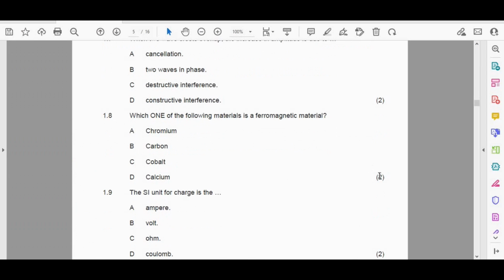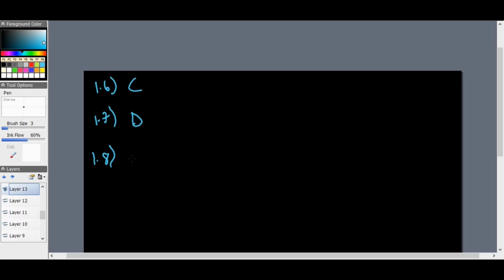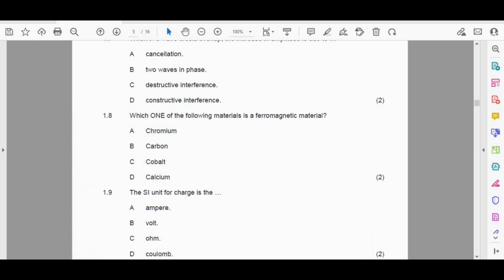1.8, almost done. Which one of the following materials is ferromagnetic? In other words, we know the definition for that: it's easily magnetized. Chromium, I know that. Carbon, no, definitely not. Calcium, no. So it must be C, cobalt. That's a theory question that's probably given to you in your textbook underneath the list of ferromagnetic materials.